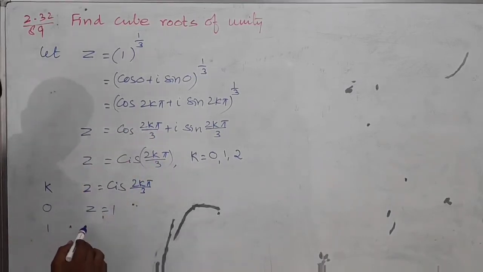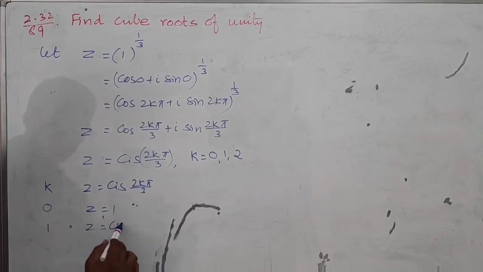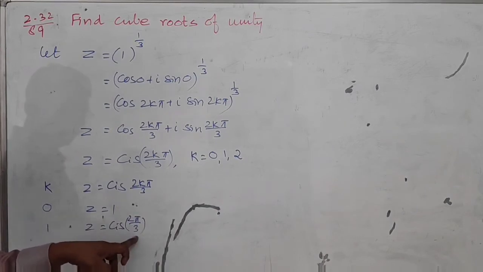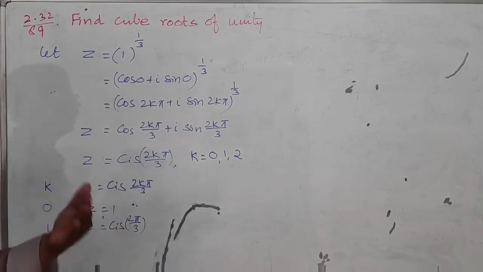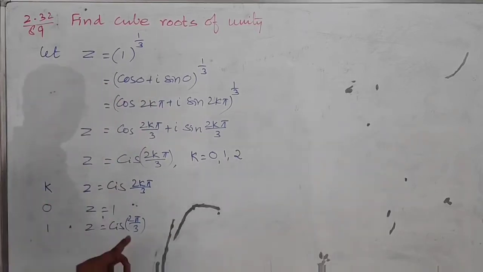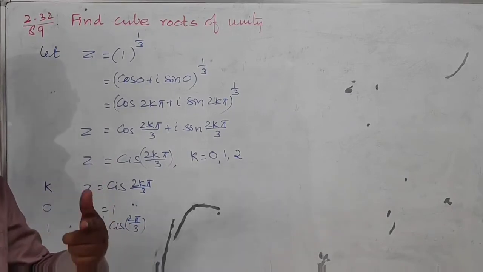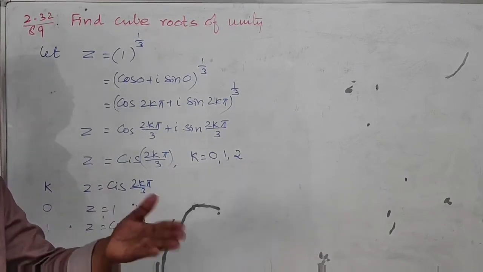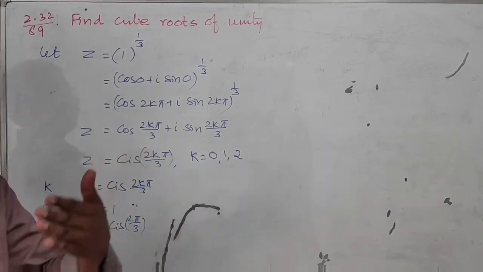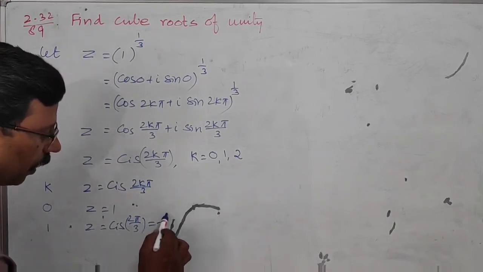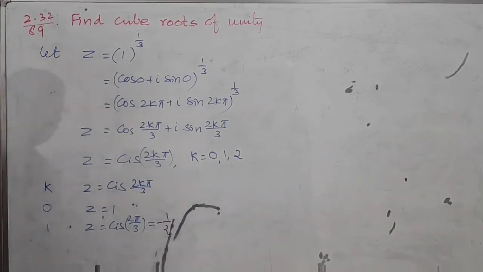Z is equal to cis 2 pi by 3. That is cos 2 pi by 3 plus i sin 2 pi by 3. Pi by 3 is 60. Then 2 into 60, 120. This 120 lies in the second quadrant. Therefore, cos of 120 degrees equal to cos of 180 minus 60 equal to minus cos 60. Now, cos 60 value is 1 by 2. This minus cos 60 means minus 1 by 2. Real part is minus 1 by 2.